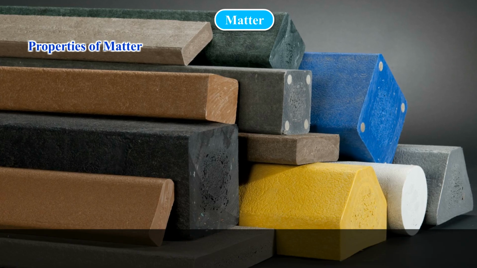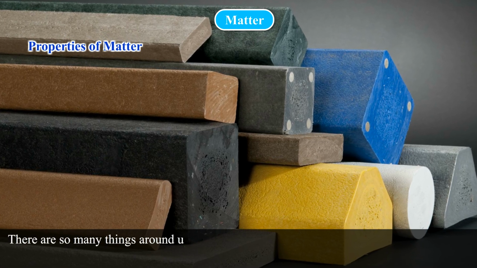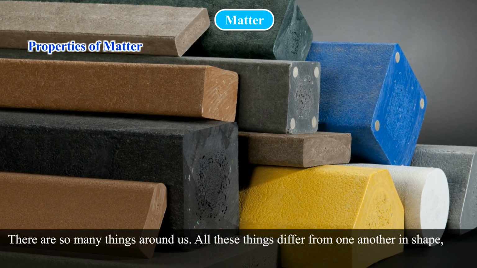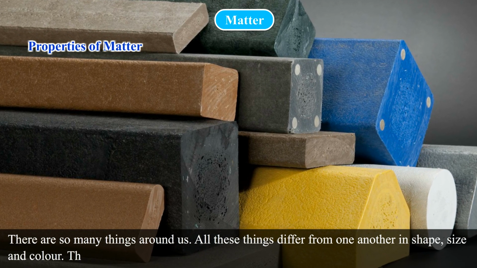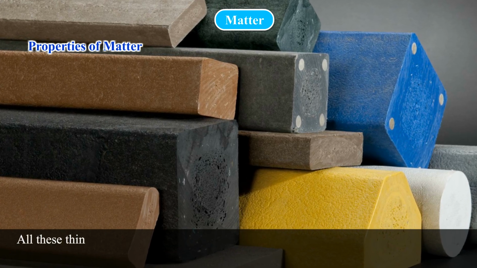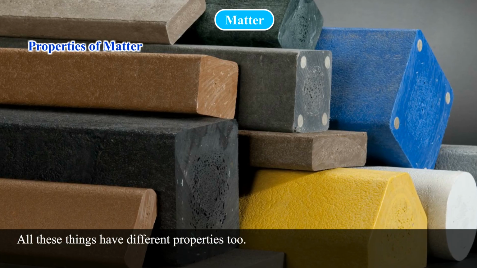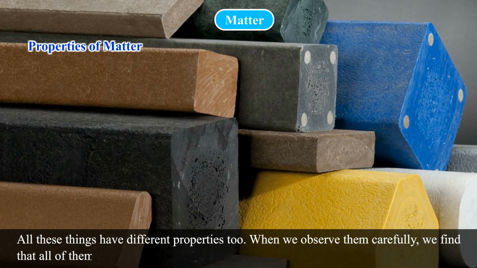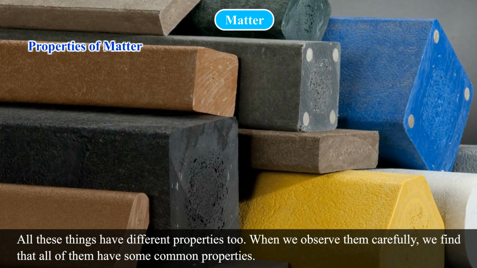Matter. There are so many things around us. All these things differ from one another in shape, size and color. They are also made up of different materials. All these things have different properties too. When we observe them carefully, we find that all of them have some common properties.